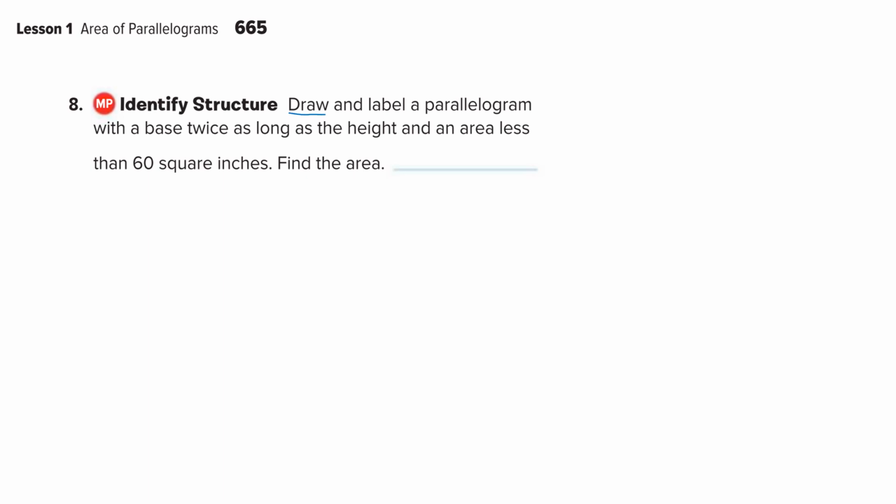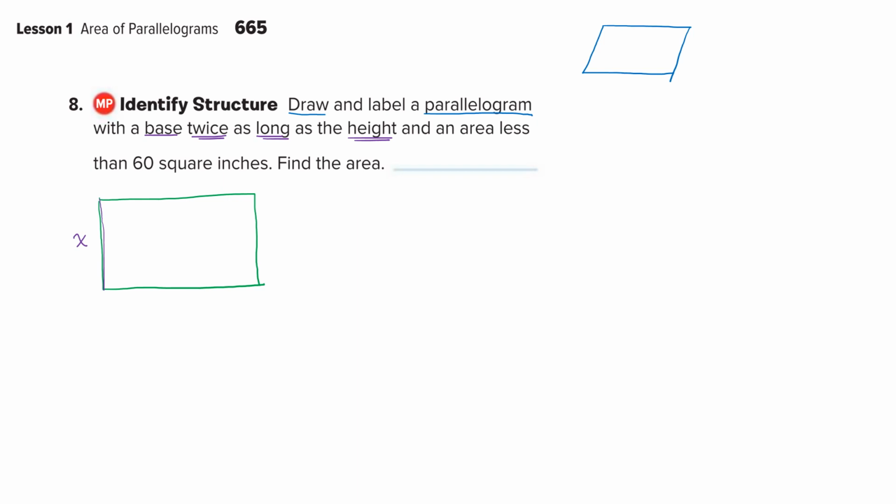It says to draw a parallelogram. Okay, a rectangle is a parallelogram. So instead of drawing a slanted parallelogram and making your life more difficult, just draw a rectangle. Oops, that's a bad rectangle. Just draw a rectangle, okay? That's a parallelogram. Now, we know that its base is supposed to be twice as long as the height. Well, the height is going to be the length of the one side. So let's just make that x. So if the base is twice as long, we're going to make that 2x.